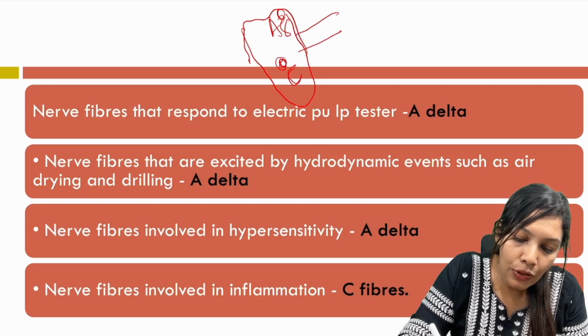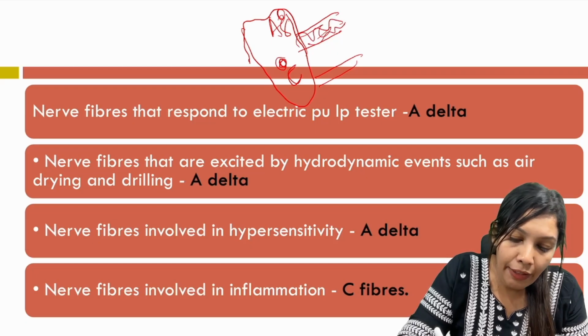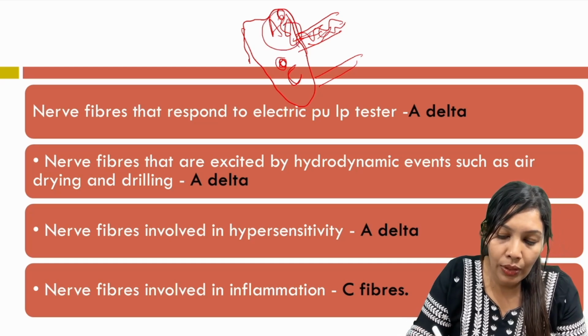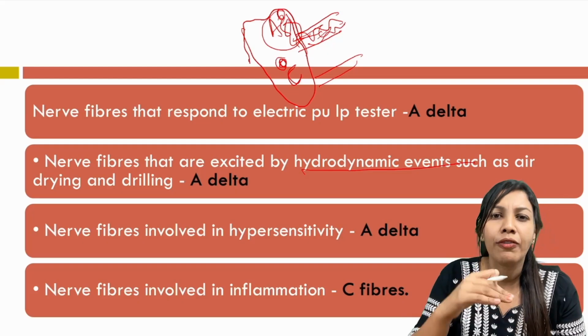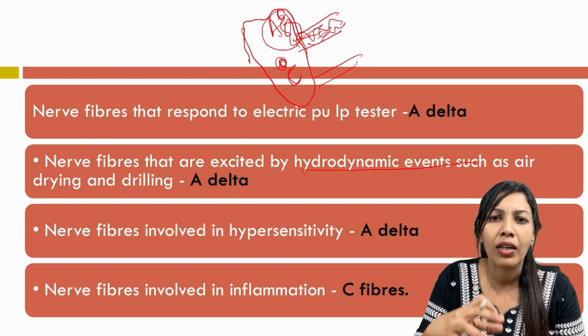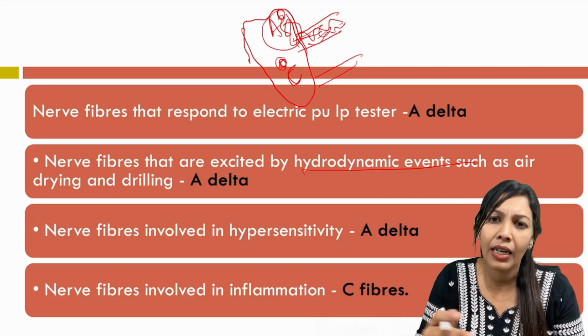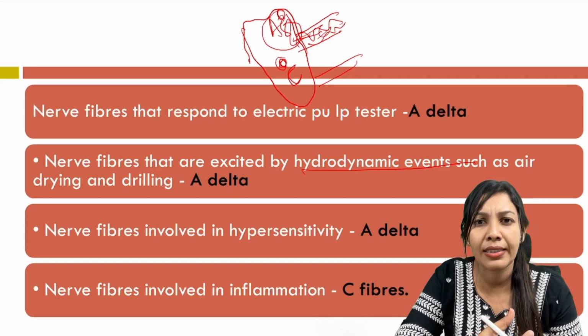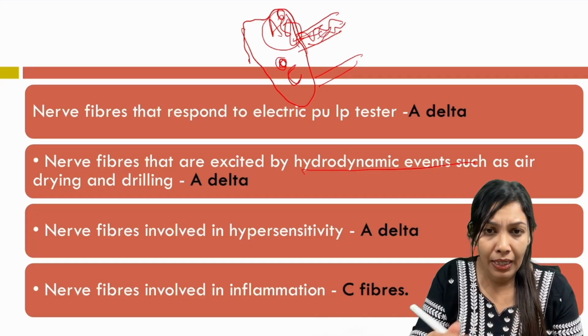This is the dentinal tubule where the dentinal fluid moves like this. So the dentinal fluid attacks the A delta fiber. That is why it shows the hydrodynamic events. Hydro means what? Water. That is the dentinal fluid movement activates the A delta fiber. So easy. Electrical pulp test we have already studied. It is A delta fiber.